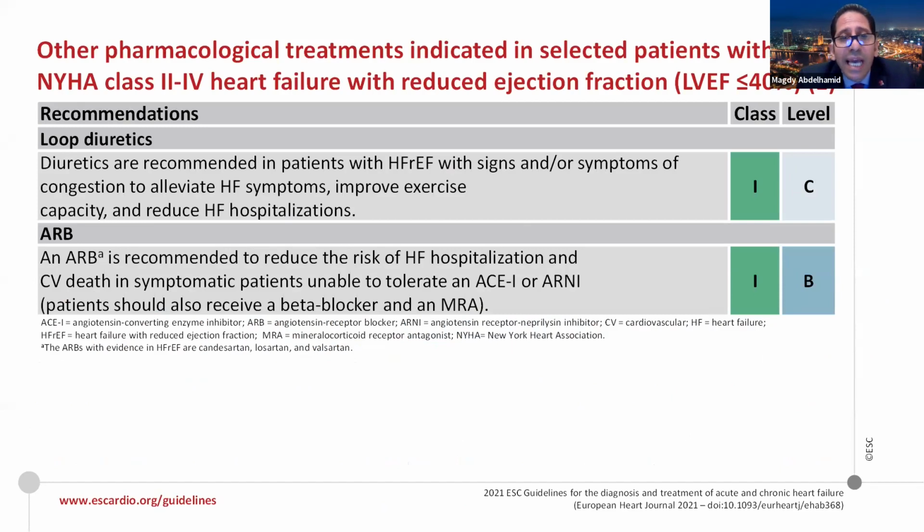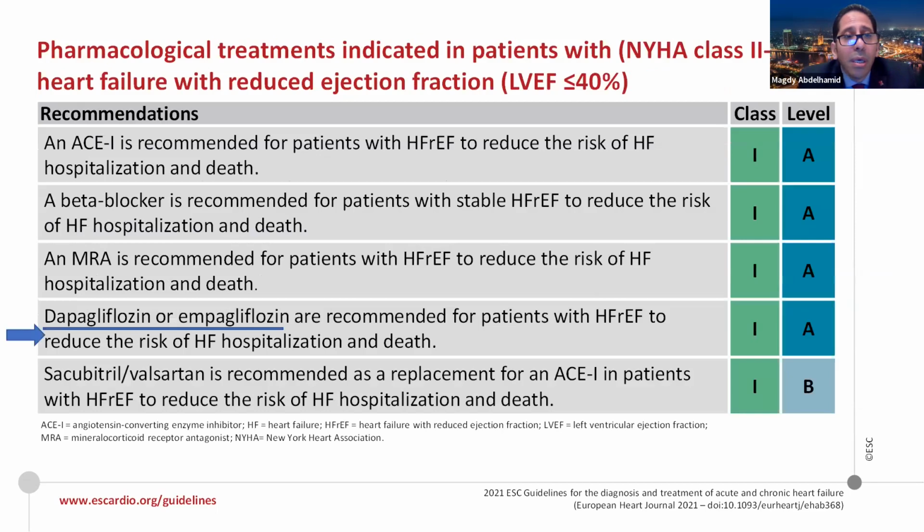We can use ARBs when patients have intolerance to ACE inhibitor or ARNI. This is class 1B recommendation. In addition, we have to use beta blocker and MRA. This is the only indication in the guidelines for the use of ARB, if the patient cannot tolerate ACE inhibitor or ARNI. So look for the class 1A recommendation.